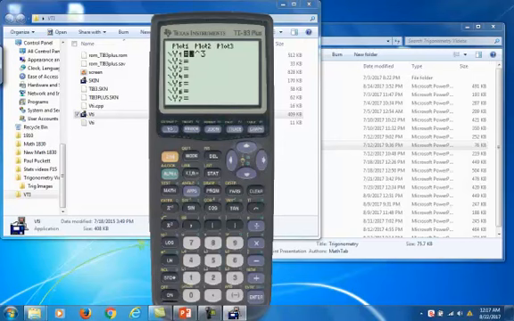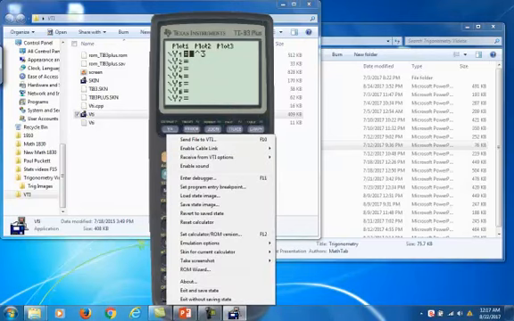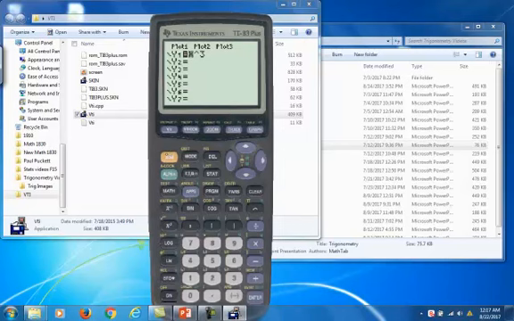Y equals. We're going to do the square root of x here. We have to hit second here because the square root is using a yellow symbol. So we're going to have to use second, square root, and then x, and then close the parentheses and graph. There we go.